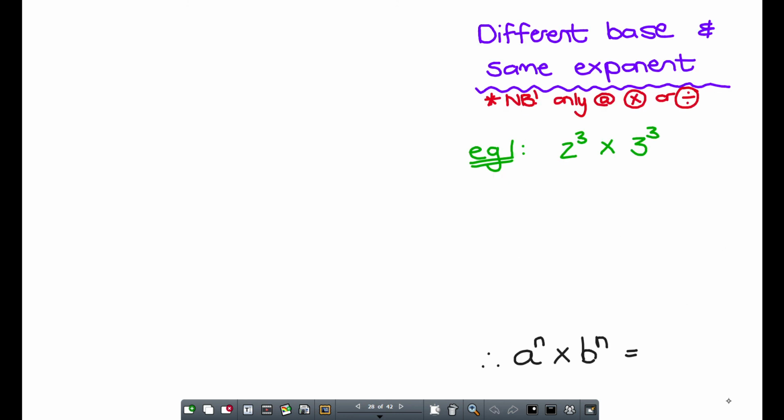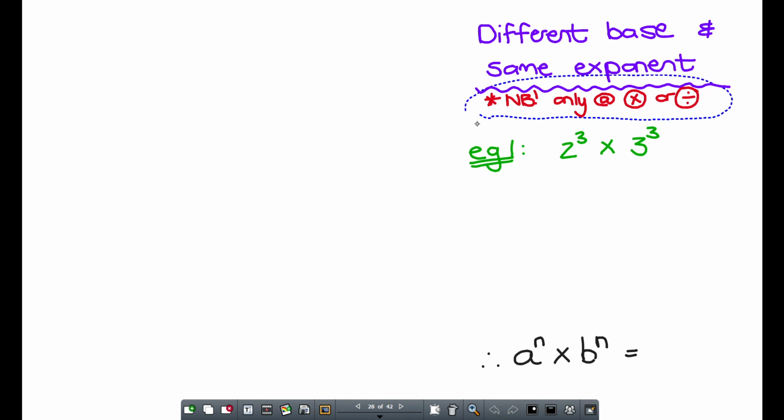Right. So next up, we are doing different bases, but same exponents. Meaning, 2 to the power 3 times 3 to the power 3. Can you see my base is 2 and the other one, my base is 3. So the bases are different, but they are both to the power of 3. Okay, now, just before I show you how to do that, please have a look here.